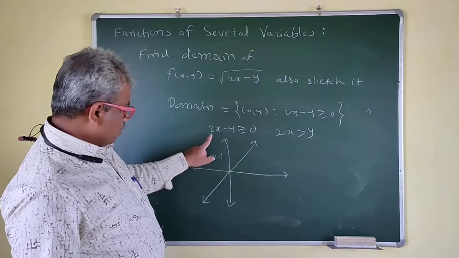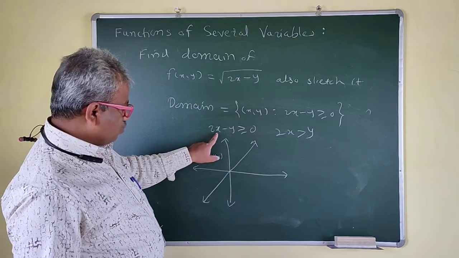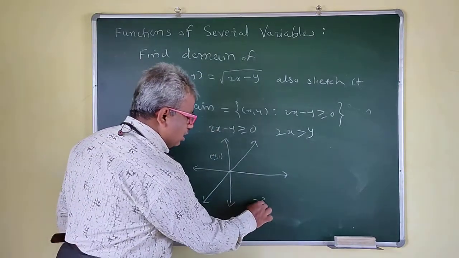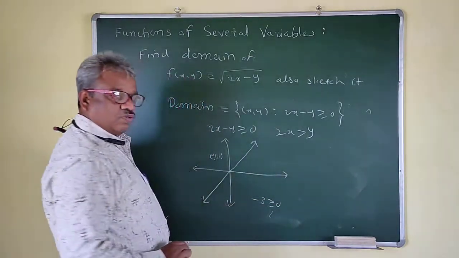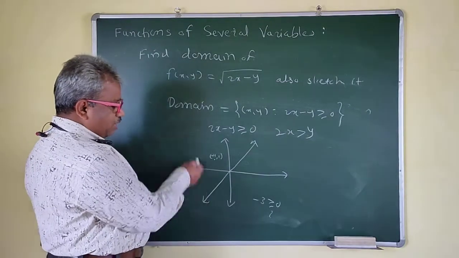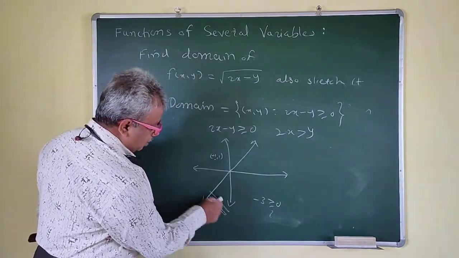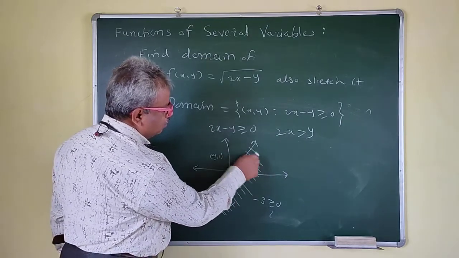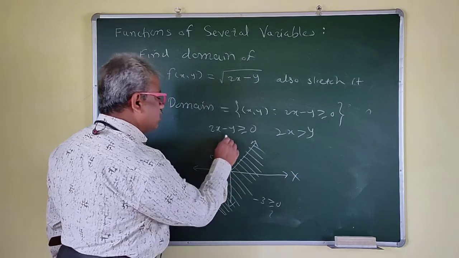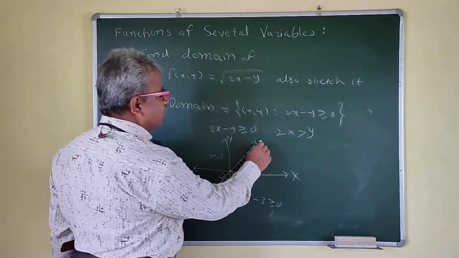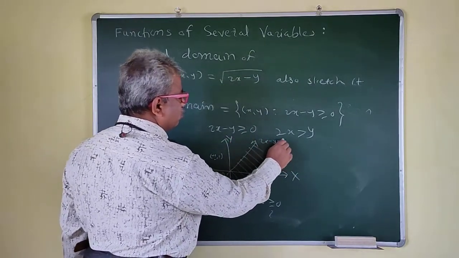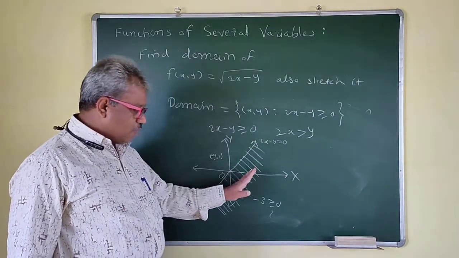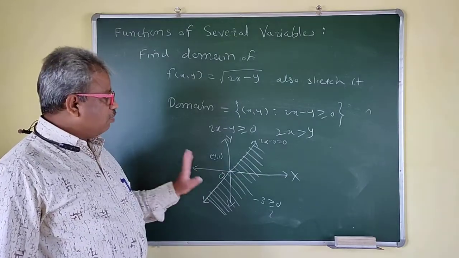So if we put x equal to minus 1, this is minus 2, minus 1, minus 3. So is minus 3 greater than 0? This is not true. That means the part is not this side. So the part is in the opposite direction, this part. So you write here the x axis, y axis, and the line is twice x minus y equal to 0. So the shaded part including the line will be your domain.